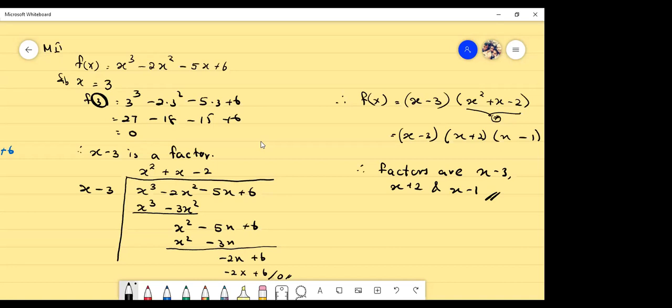Okay, got it? Write down. That is method number 2. First of all, we find the first factor using the factor theorem. Then we use long division, divide it and find the quotient. There are factors giving all the factors of f(x).